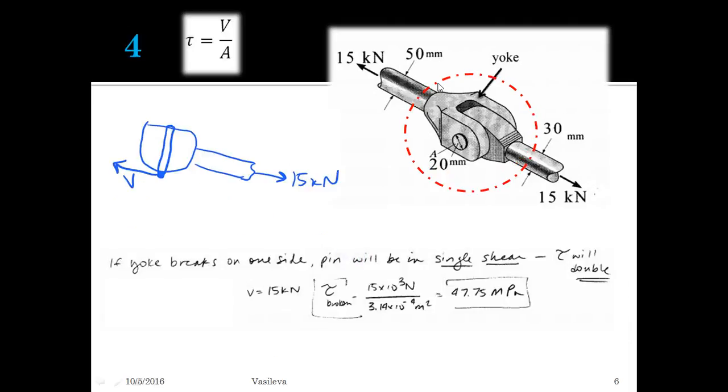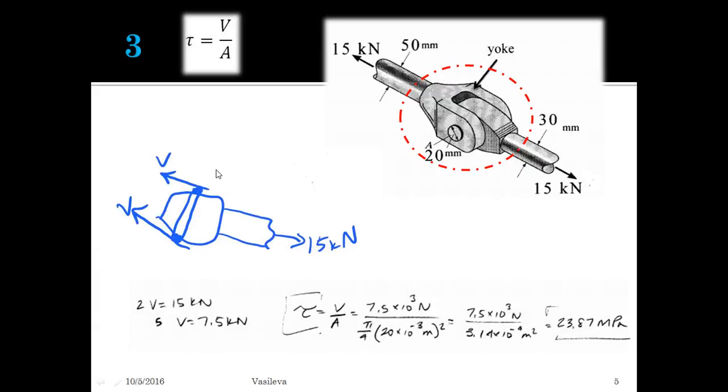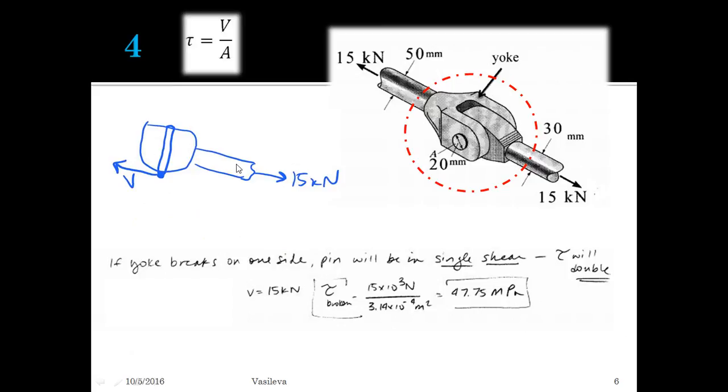Now the second part of the question asks us what happens if one side of the yoke breaks and we only have a shear on one side of the pin. So this basically means that instead of having two V's, we have one V. So our shear force just equals 15 kilonewtons. So instead of having double shear like we had here, with two shear forces, we end up with single shear.